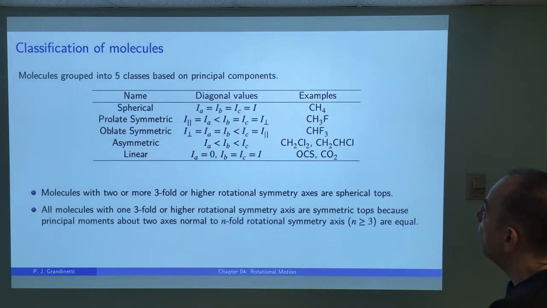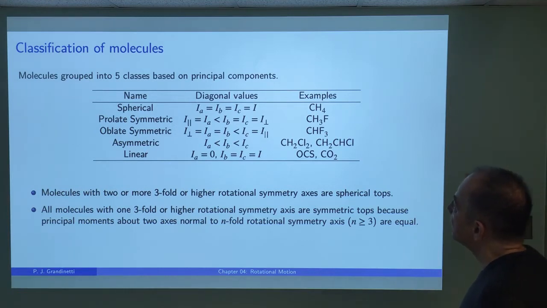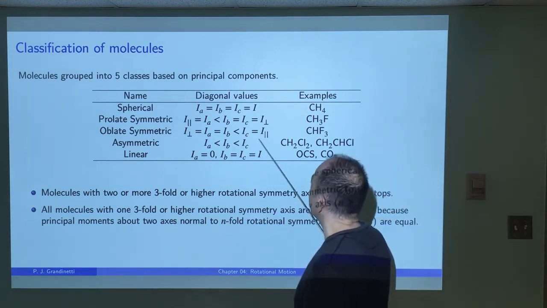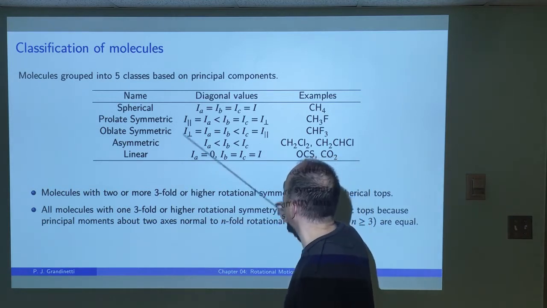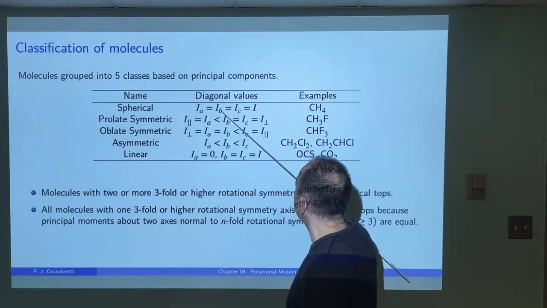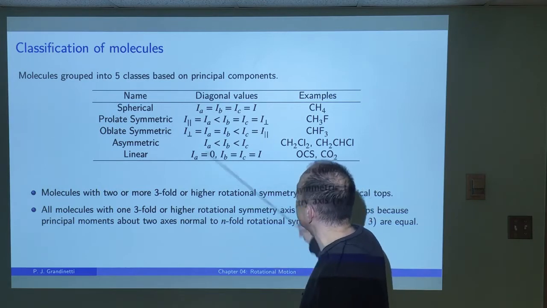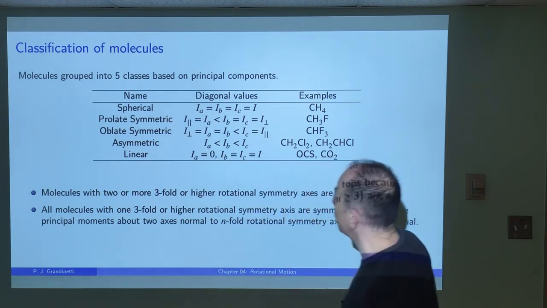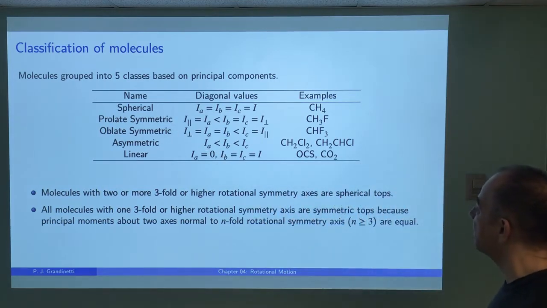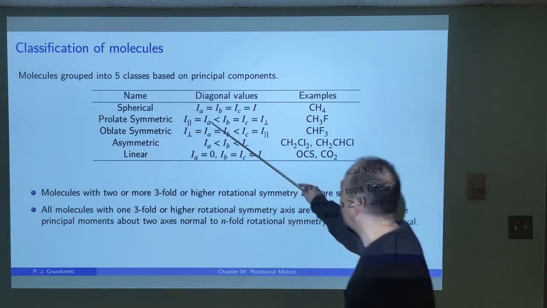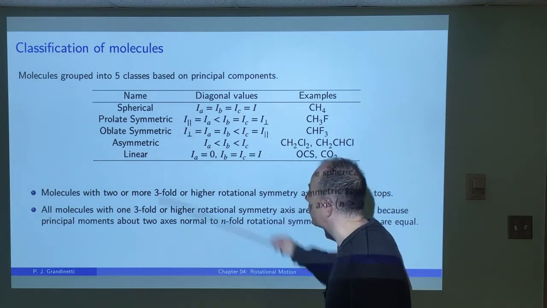Now let's move on to looking at different classifications of rigid bodies based on the values of their principal components of the moment of inertia tensor. So the most symmetric rigid body is a rigid body that has IA equal to IB equal to IC. This is given the name spherical. So we classify any molecule where IA, IB, and IC are equal as a spherical molecule.